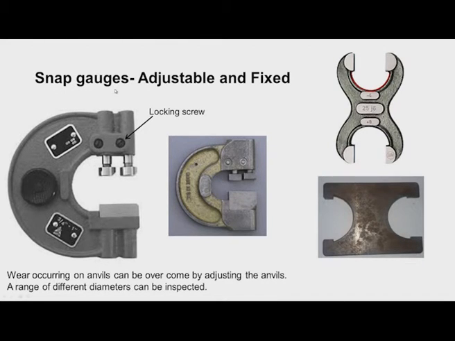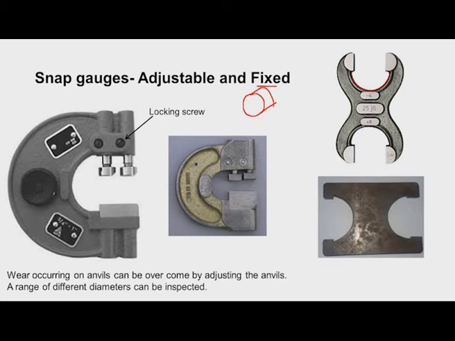Coming to the snap gauges, these are used for checking the shafts, the size of the shaft. There are two types, one is a fixed type snap gauge. We can see here this is a fixed type double ended because this is one working side, this is another working side. So this is called a double ended fixed snap gauge. And here we have an adjustable snap gauge.